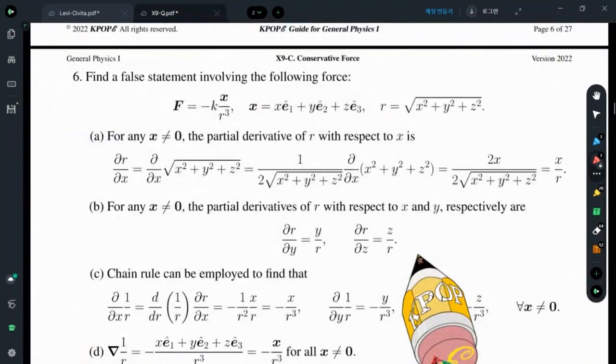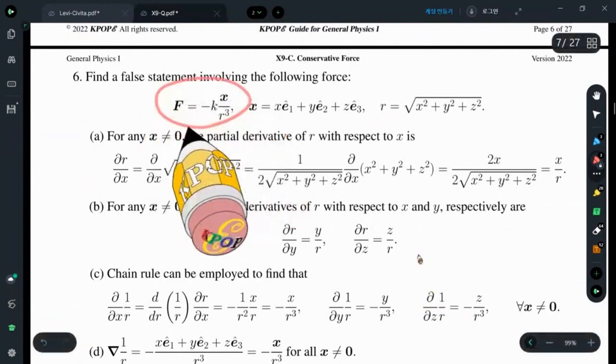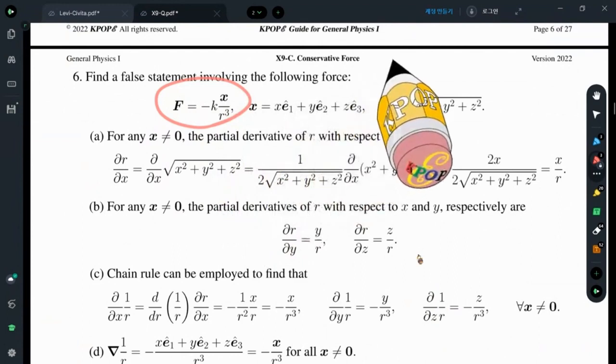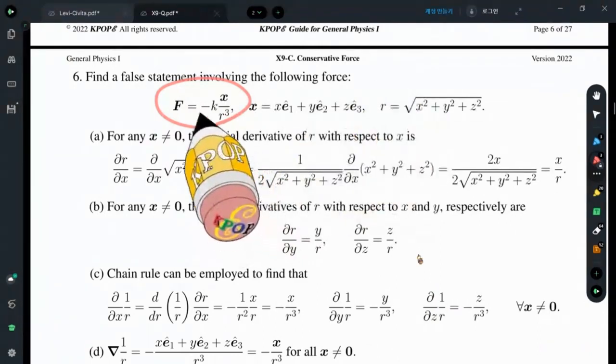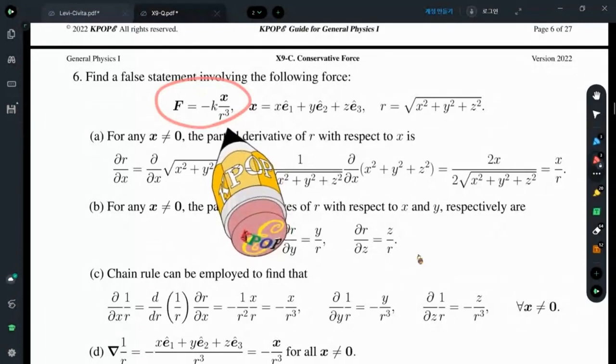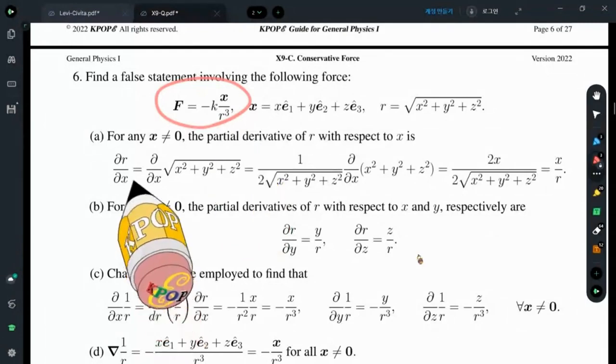Another example, this is a very important example. This is for the gravitation and the Coulomb's law of force. And don't be worried too much. Using the same method, I can find the potential energy that represents this conservative force.